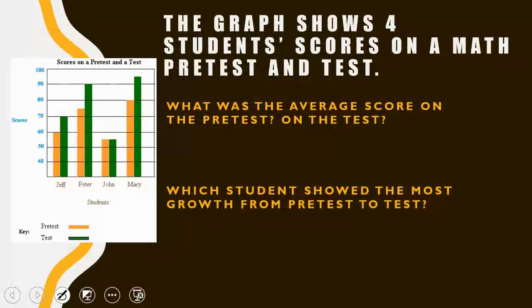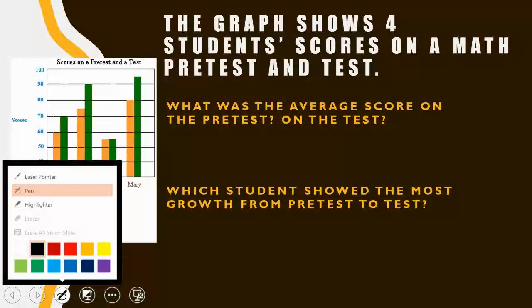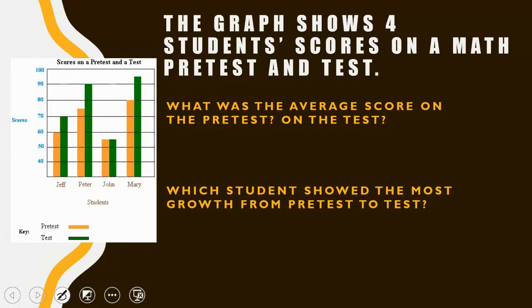Now, when we look at this graph here, we've got some scores on a pre-test and on a test. And we're talking about 4 different students here. We've got Jeff, Peter, John, and Mary, okay? What was the average score on the pre-test? So what we're asking is, of all 4 of them, what was their average score?